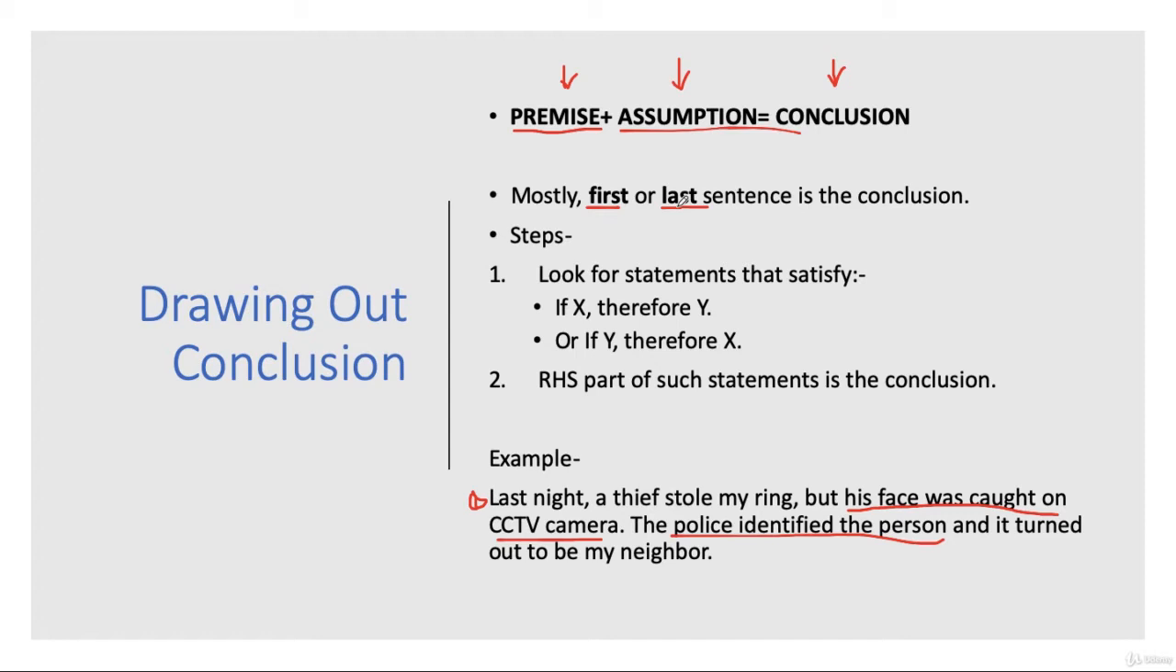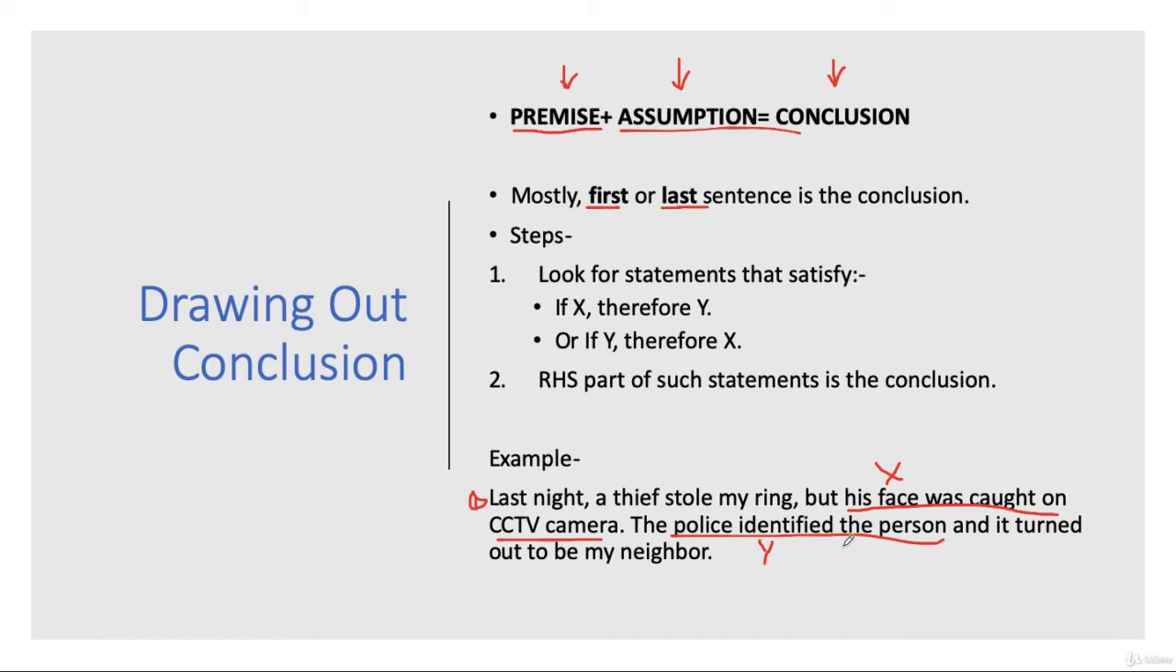Start looking for statements that satisfy the criteria: if X therefore Y, or if Y therefore X. That is, take one statement which leads to a conclusion in a second statement. Cause and effect. Try to search for these patterns. For example, in the given problem, we can correctly say that face was caught on camera is X and therefore the police identified the person is Y. It can also be in reverse, in which case the initial statement can become our conclusion.